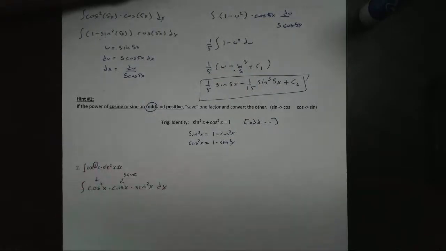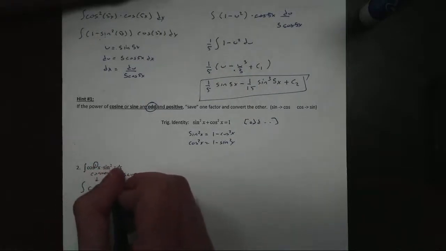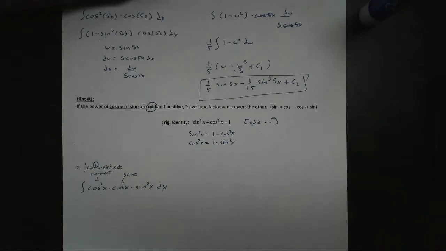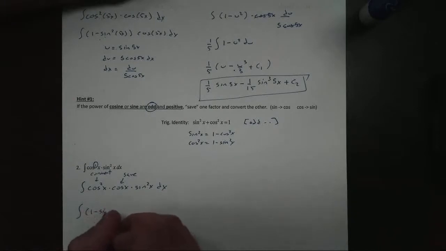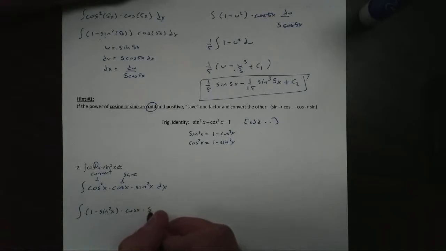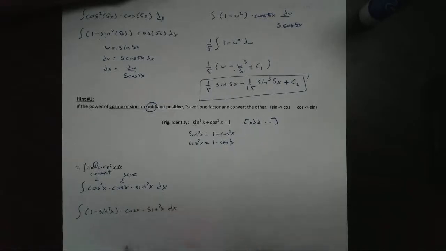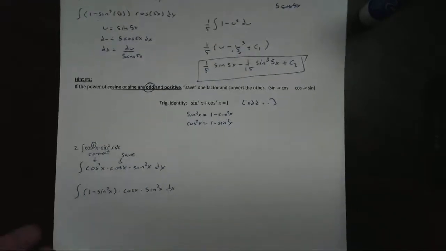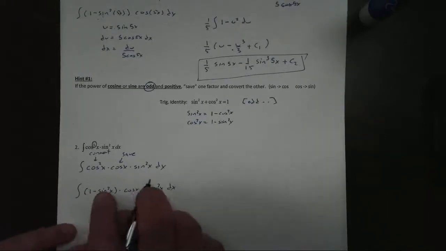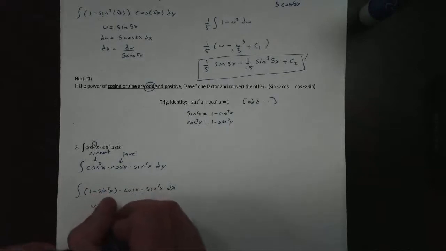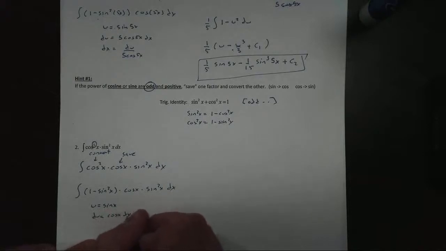The other cosine with the square power, that one I'm going to convert into terms of sine. So when I do this, I'm going to get 1 minus sine squared of x times the cosine of x, I'm saving it, times sine squared of x dx. And now we're going to use our u substitution here. Remember the one I converted? That's where I get my u from. u is the sine of x. du is the cosine of x dx. Hopefully you see it. What's going to cancel?